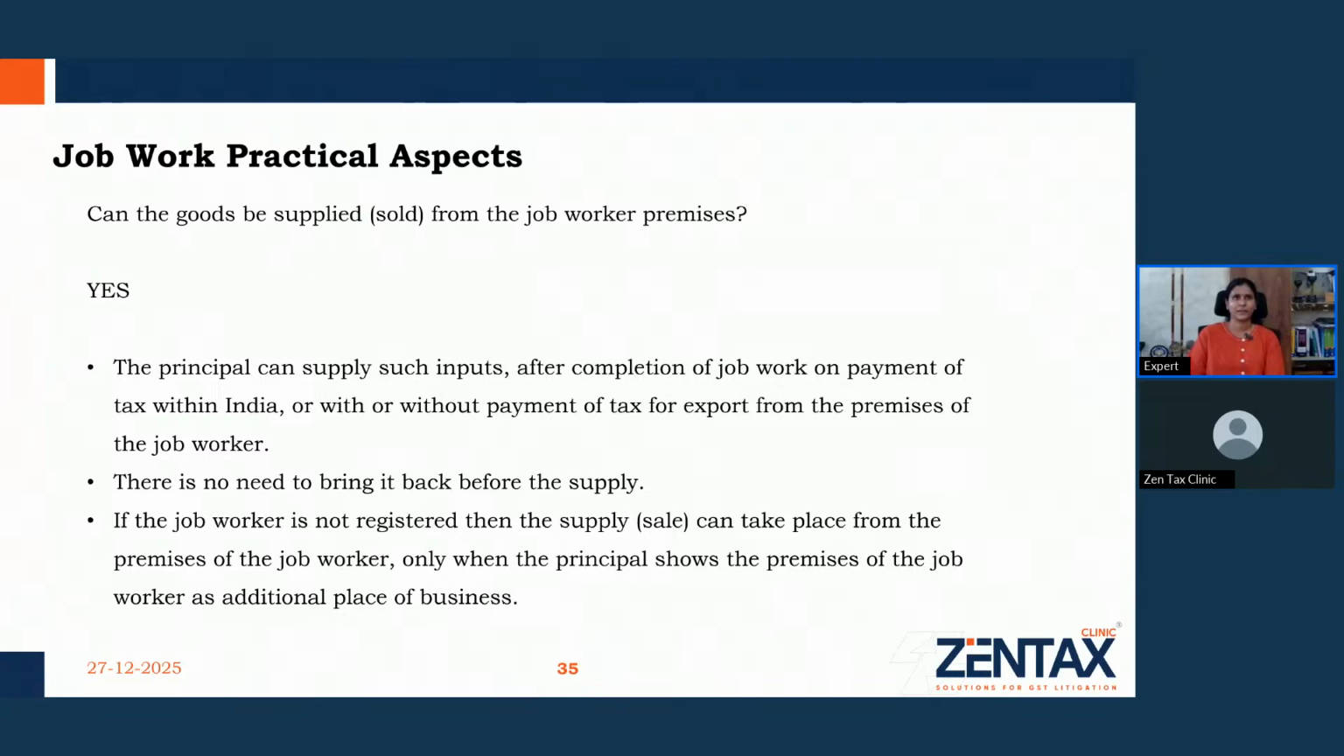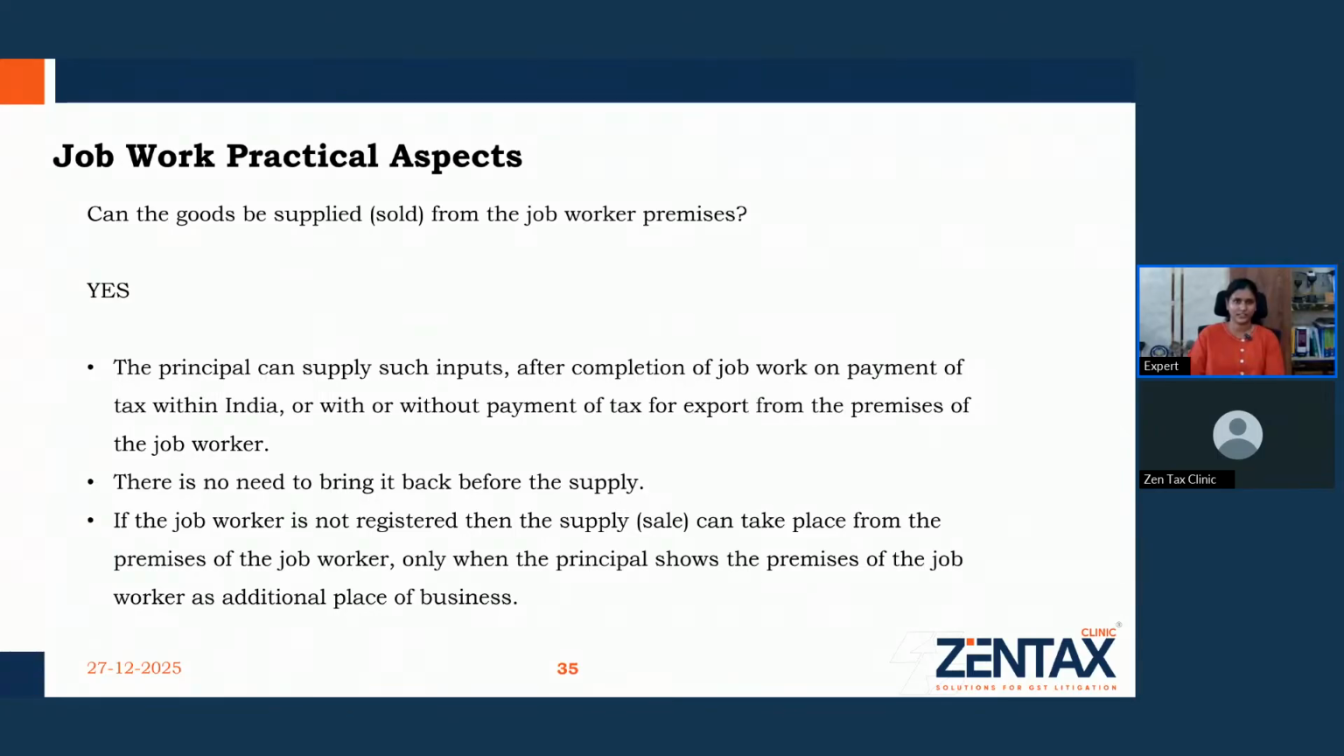Another practical scenario is, can the goods be supplied from the job worker's premises? That is, instead of getting back the goods and selling the goods to the customer, can the principal manufacturer sell their products directly from the job worker? The answer is yes. The principal can supply such inputs after completion of job work on payment of tax within India, or without payment of tax for export from the premises of the job worker.